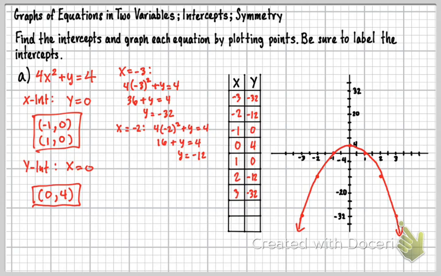Now, notice what it says at the end of this. It says, be sure to label the intercepts. So now I have to also put those in there too. So my y-intercept is here, 0, 4. And then my x-intercepts are here. Now remember, this point goes there. And then my x-intercepts are -1, 0, and 1, 0. So now that's our completed graph.